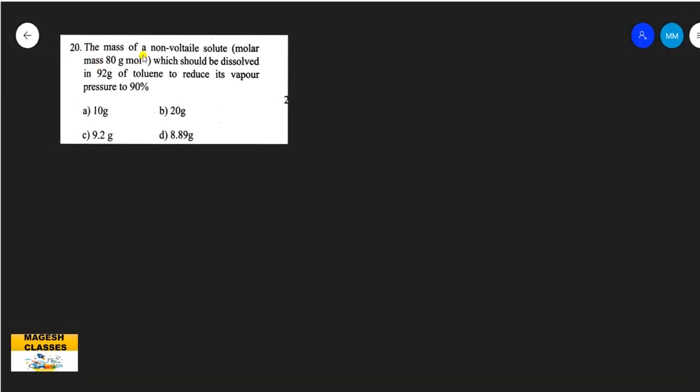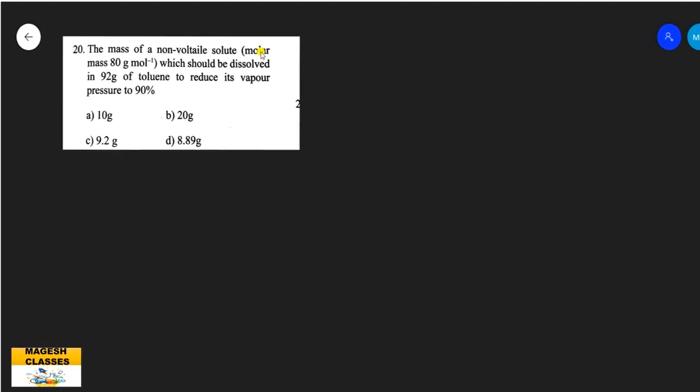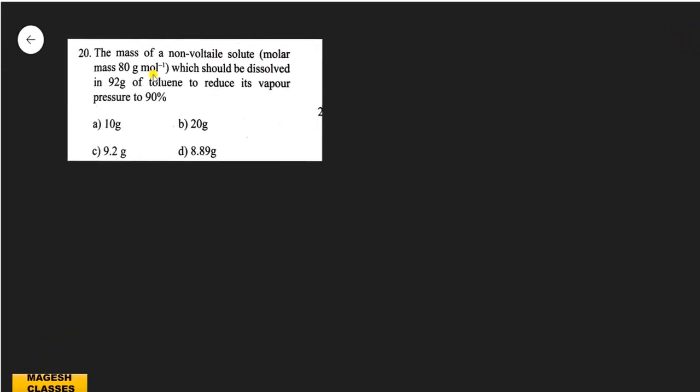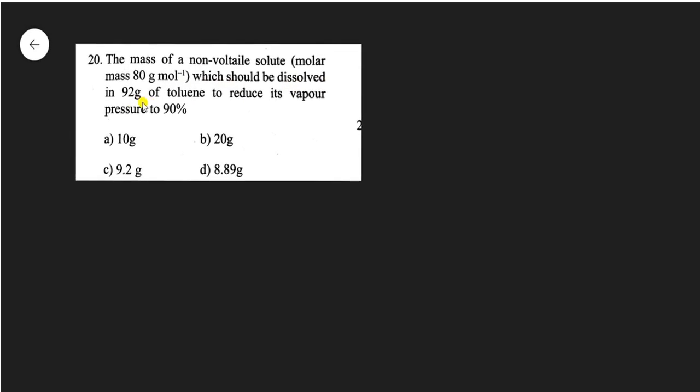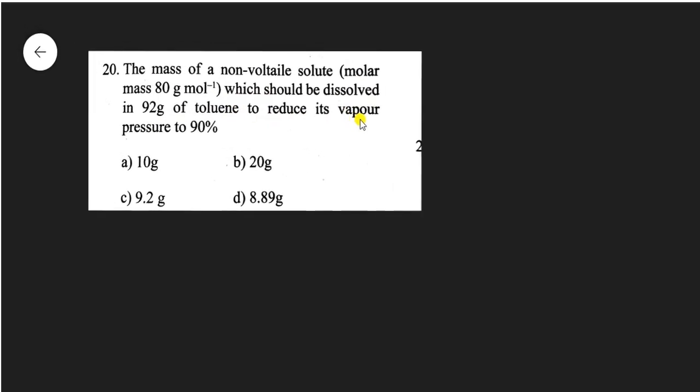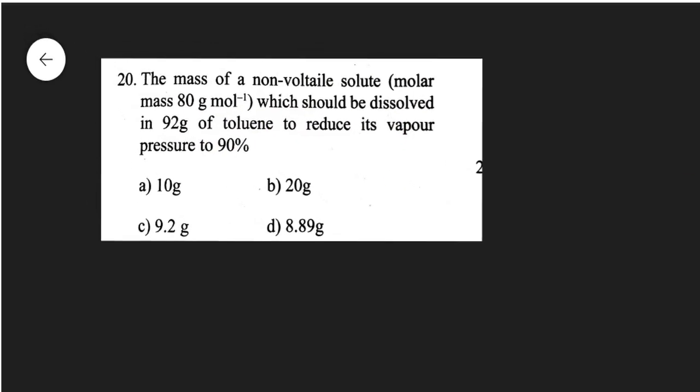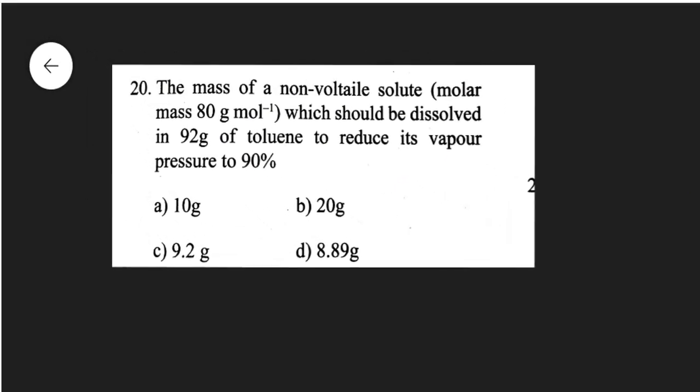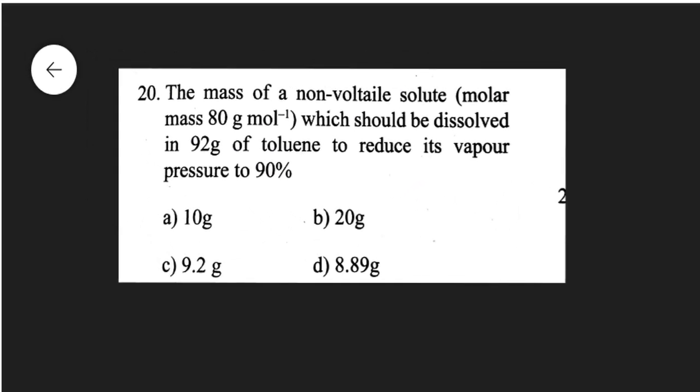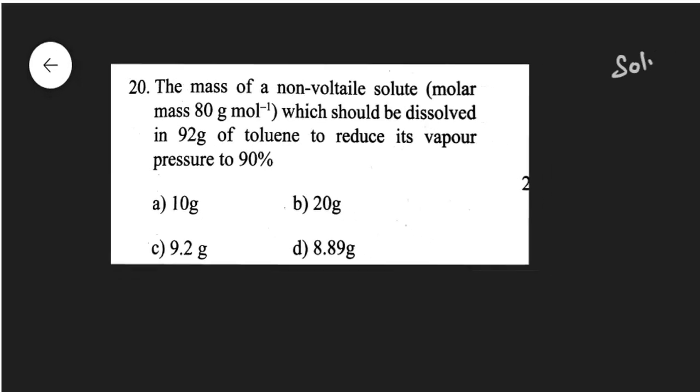Question number 20. The mass of a non-volatile solute, whose molecular mass is 80 gram per mole, should be dissolved in 92 gram of toluene to reduce its vapor pressure to 90%. What is the given quantity? The solvent is toluene.